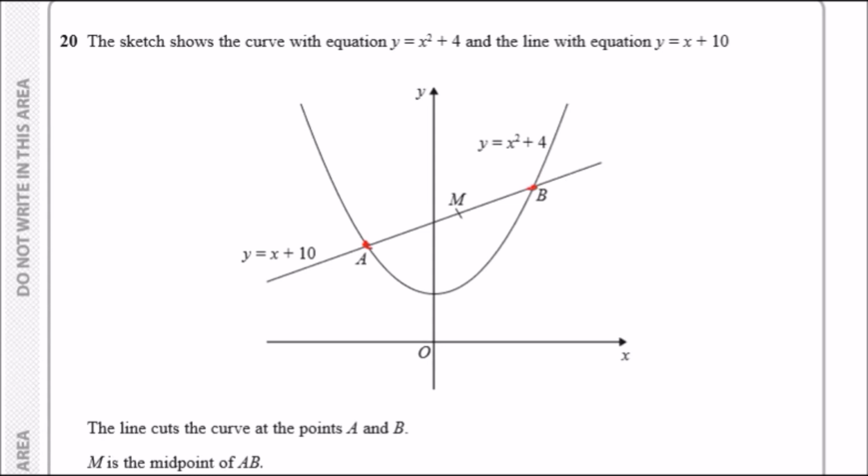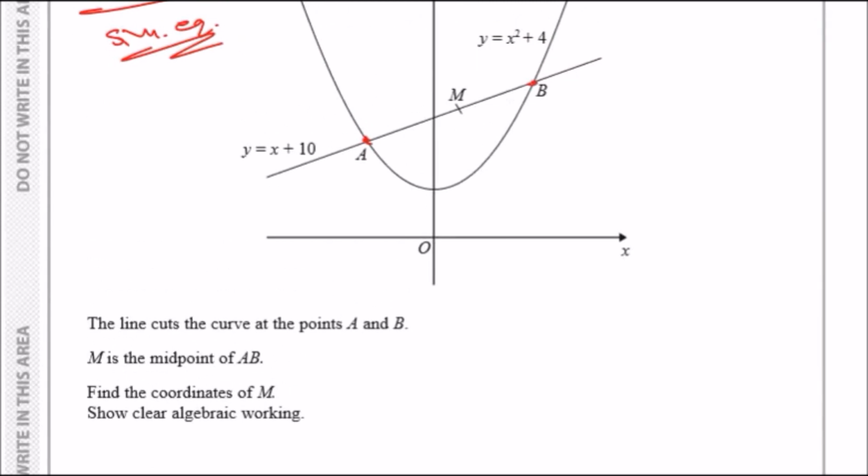One thing to note: when you've got two equations intersecting, this literally means simultaneous equations. So keyword, intersecting equations means simultaneous equations. Once you solve the simultaneous equations, you're going to get two pairs of x and y. One will be the coordinates of A and one will be B. And then you can find this midpoint. So let's do it.